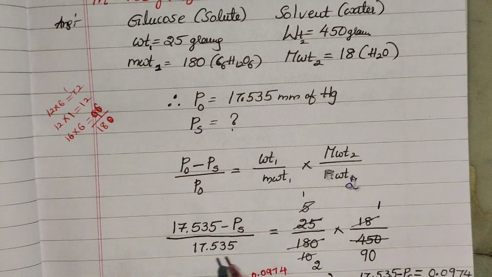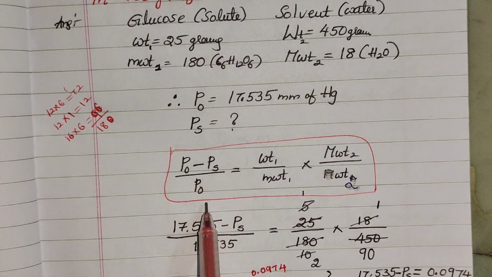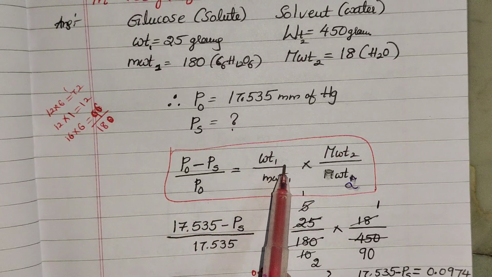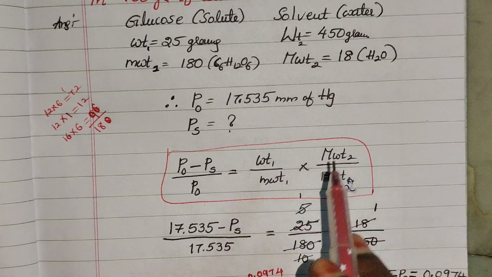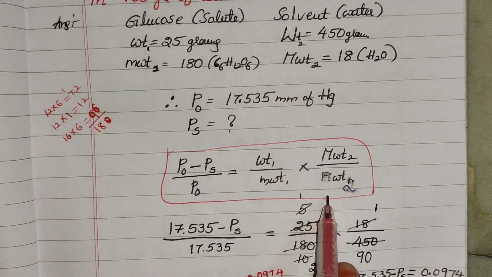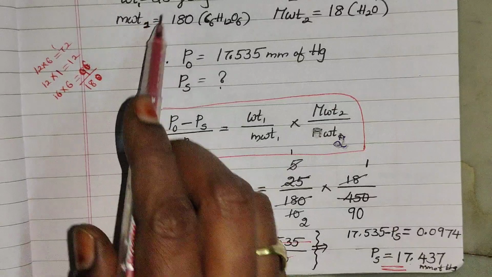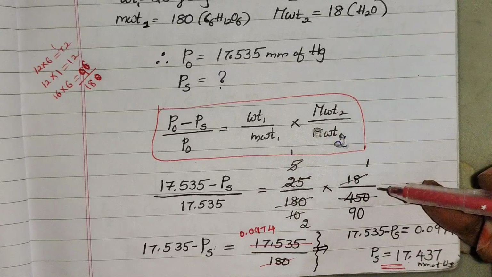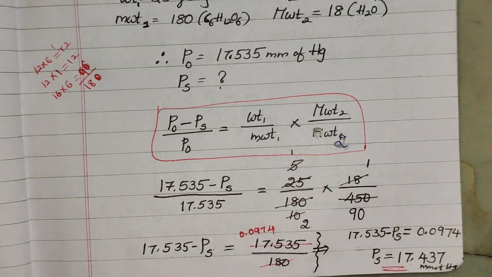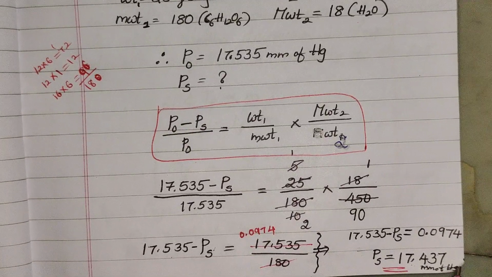For that purpose, this is the formula: P naught minus PS by P naught equals weight of solvent by molecular weight of solvent into molecular weight of solute by weight of solute. In place of weight 1 we put 25, molecular weight 180, molecular weight 18, and weight 450. Finally we get the value PS equals 17.437 millimeter of mercury.